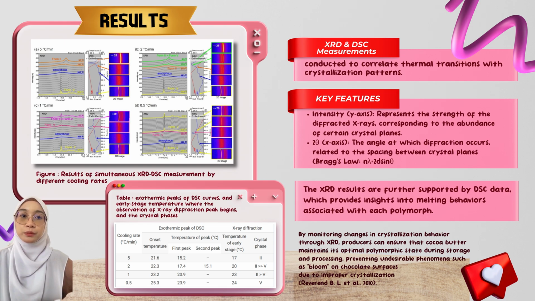This correlation between XRD and thermal analysis is crucial for chocolate manufacturers as it helps optimize processing conditions to achieve the desired texture and shelf life of chocolate products. By monitoring changes in crystallization behavior through XRD, producers can ensure that cocoa butter maintains its optimal polymorphic state during storage and processing, preventing undesirable phenomena such as bloom on chocolate surfaces due to improper crystallization.